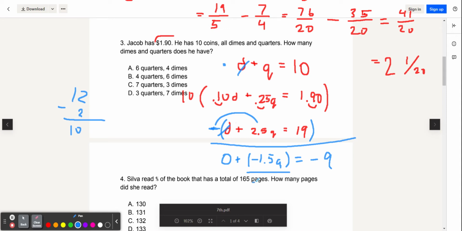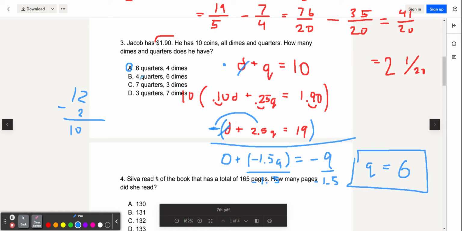Divide both sides by the coefficient, negative 1.5. Sorry if that's hard to see. And we get Q is equal to 4. Actually, it's not. It's 6. Make sure to double check your mental math. We have 6 quarters, but that isn't the entire answer.